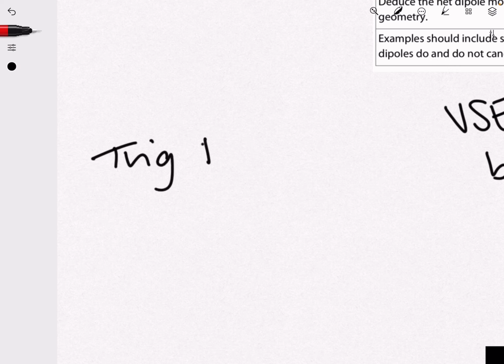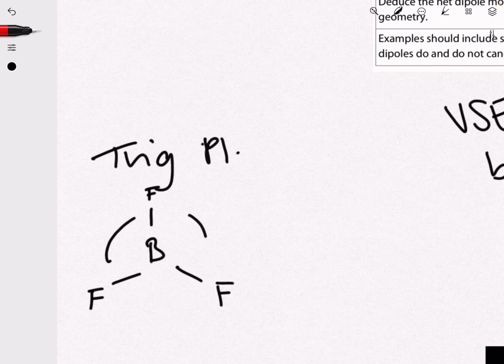So trigonal planar, a good example of this would be boron trifluoride, which we would draw out like this. And a trigonal planar geometry will always have one element in the middle and then 3 all sticking out in this fashion. And the angle between these will always be of about 120 degrees.